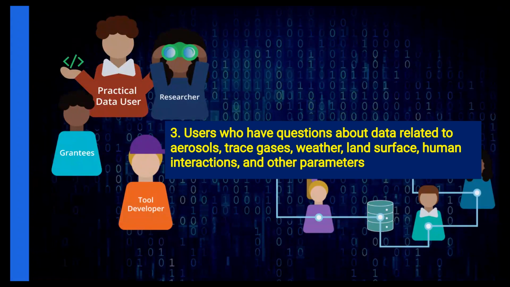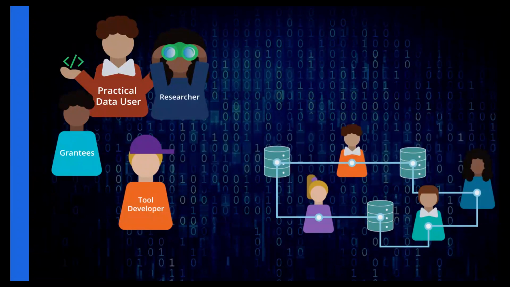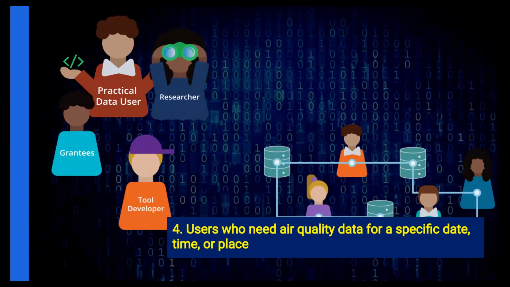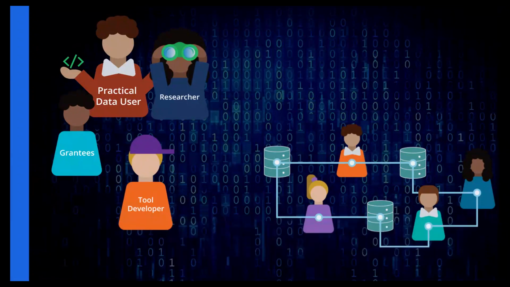For users who have questions about data related to aerosols, trace gases, weather, land surface, human interactions, and other parameters, this data Pathfinder is your guide to common NASA data sets, along with the tools for using these data to meet your growing needs. And then finally, for users who need air quality data for a specific date, time, and place, no problem. This Pathfinder provides those tools and services to help you search, download, and select just the data you need for the job.